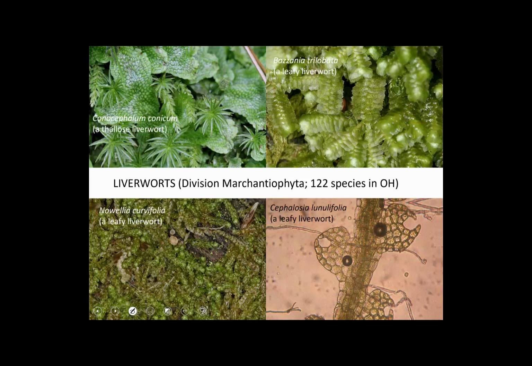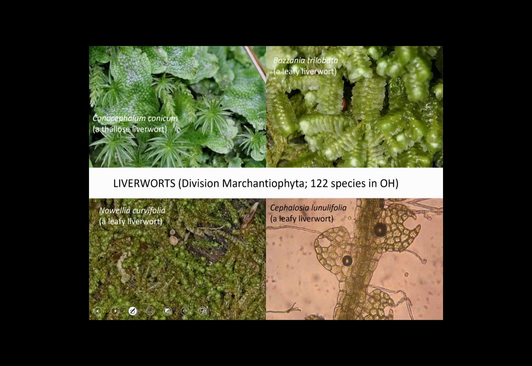Liverworts. Liverworts aren't as numerous as mosses. There are about a third as many in Ohio, and probably worldwide too. Some of them have an undifferentiated thallose growth form that is said to look like a liver, and others are leafy and could easily be mistaken for mosses. Like mosses and other bryophytes, the gametophyte is the dominant stage. The sporophytes of many liverworts are very short-lived and sort of transitory, easy to miss.